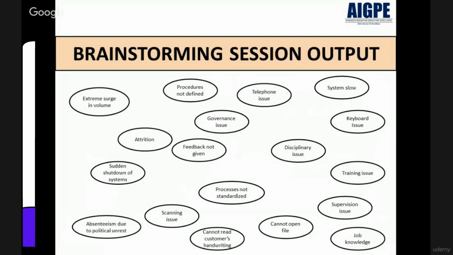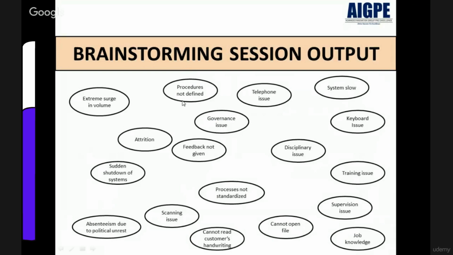then in that case, the team would come with a lot of different issues which I will write on the board. Those issues could be that there is an extreme surge in volume. There could be attrition of old people on the floor. There are sudden shutdowns of systems due to which the volumes rise when the systems are up again. There is political unrest in the local area or in the city, and due to that political unrest, employees are not able to come to office, due to which only a few employees are taking those calls and the wait time is high, leading to high average handle time.